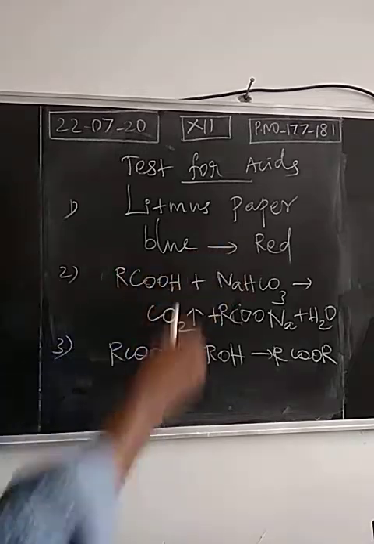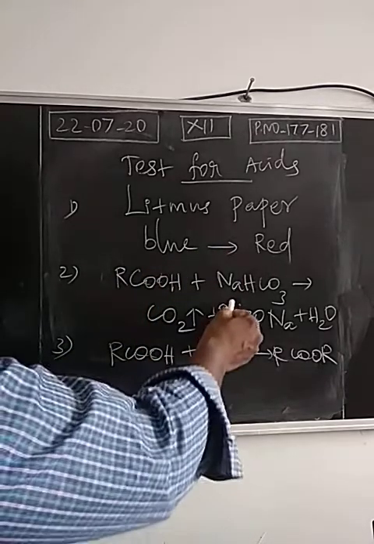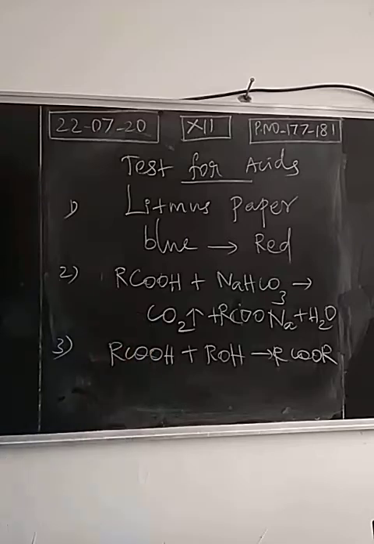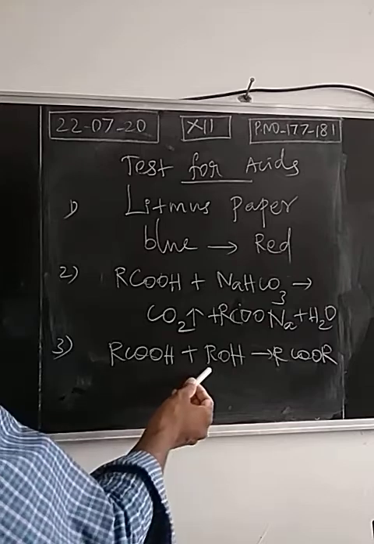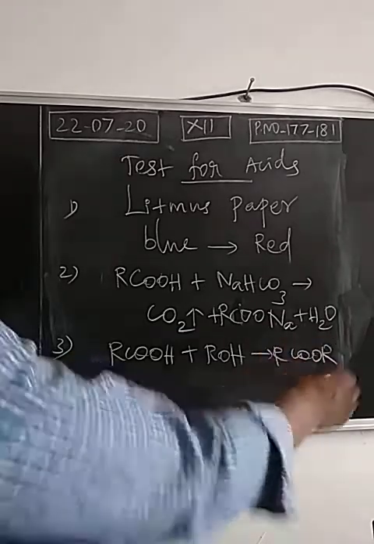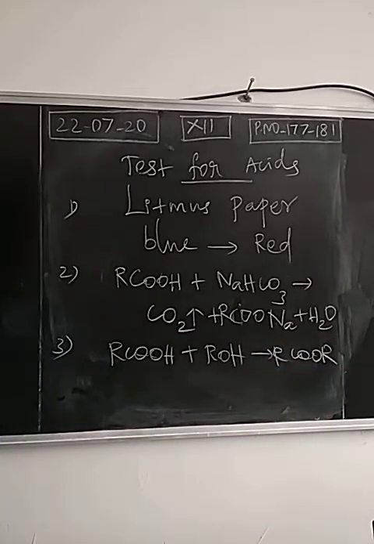Blue litmus paper will be changed into red litmus paper. With carbonates and bicarbonates, carboxylic acids will give brisk effervescence due to the liberation of carbon dioxide. With alcohol, carboxylic acid produces a fruity-smelling substance called ester.